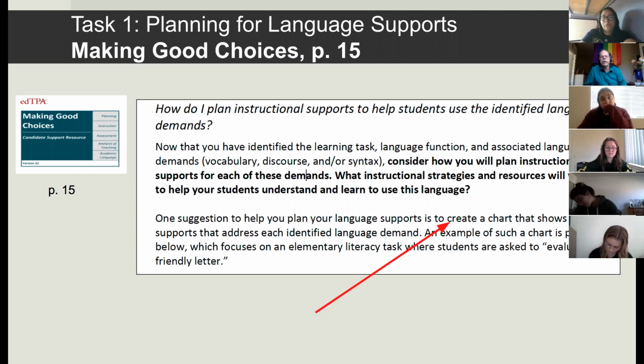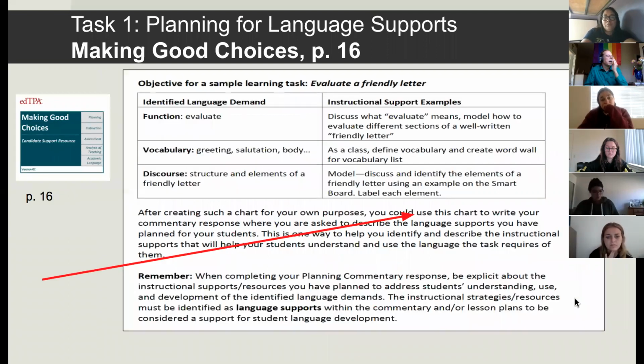So any place in here that it says a suggestion, I would take that as a do, because they wouldn't write it if it wasn't an important idea. So that's true on this page. And then on page 16, again, they say, after creating such a chart, you could use this chart to write your commentary response from. Again, they're suggesting it, but it's really a very good idea. And then they tell you what to remember at the bottom. So that's something else that you can highlight when you see a suggestion. Take their suggestions and use them and read it and understand it and apply it, because if they're making those suggestions, you can bet those are in the rubrics that those scorers are going to use as well.